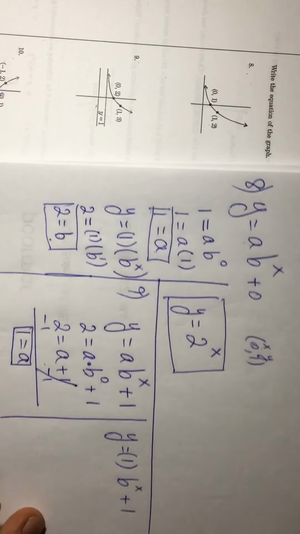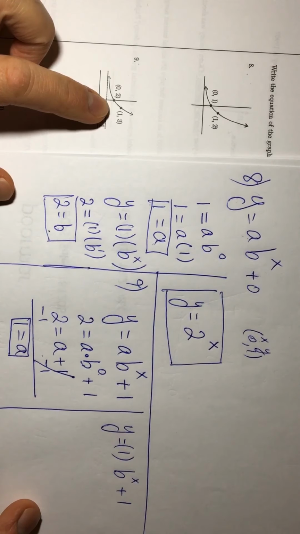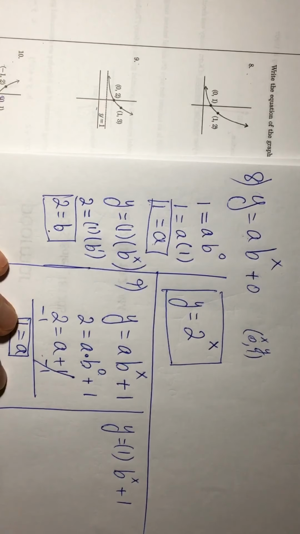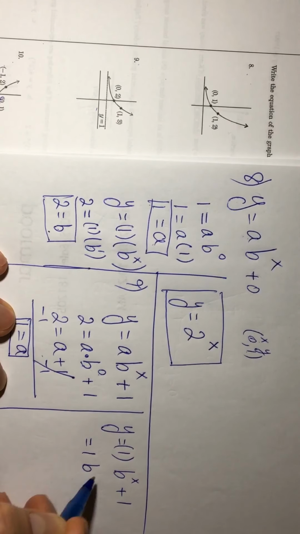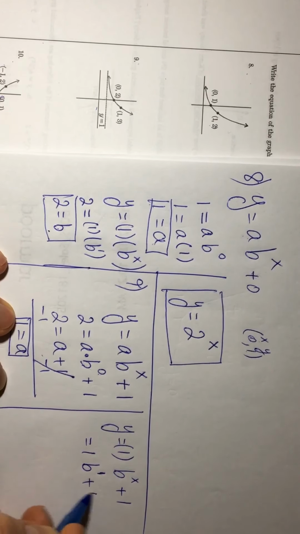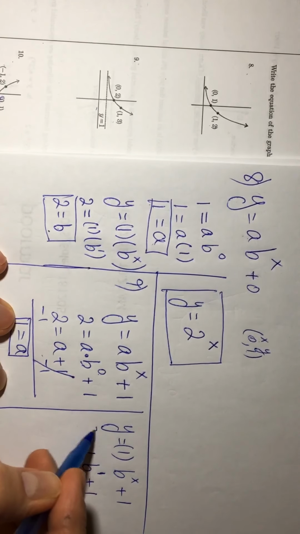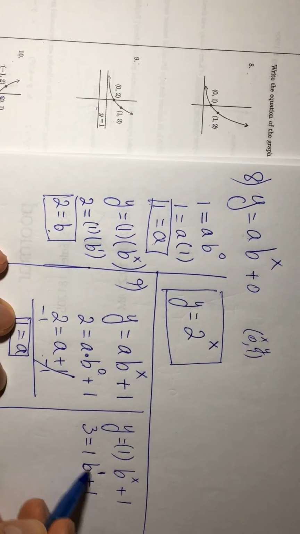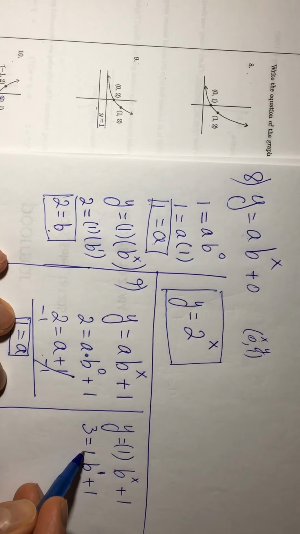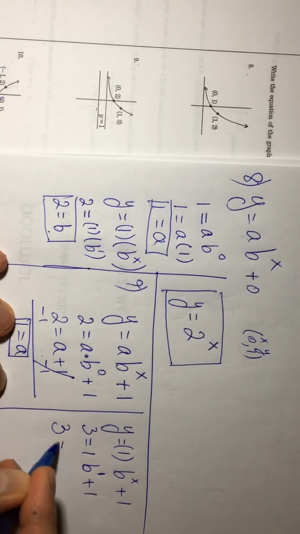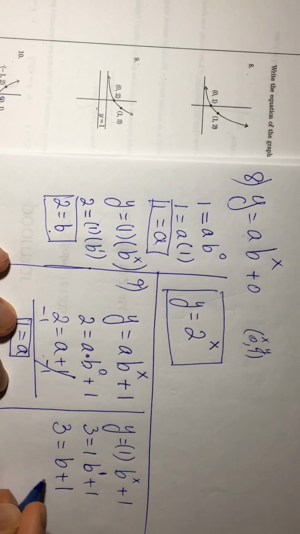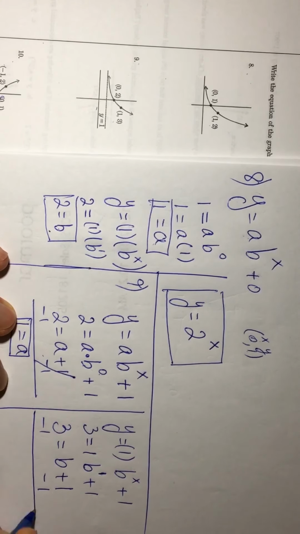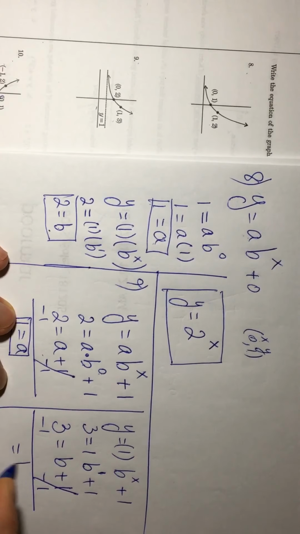Okay. What is the other point given to me? (1, 3). So x is 1 and y is 3. Now solve for b. What's b to the 1? b. What's b times 1? b. So you get 3 equals b plus 1. How do I solve for b? Subtract 1 again. And b turns out to be 3 minus 1, positive 2.